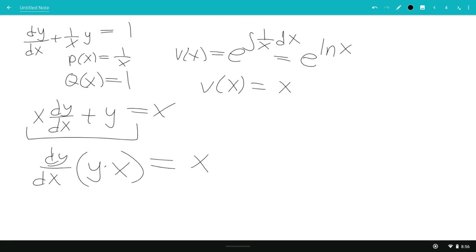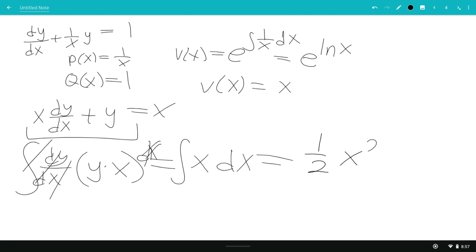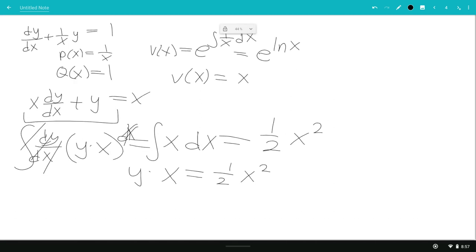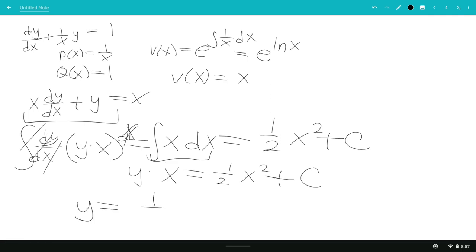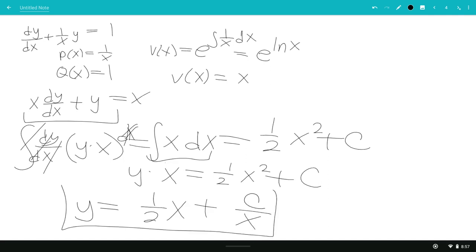Now we're going to integrate both sides. The integral of the derivative will just cancel, and the integral of x dx will be 1/2 x squared. So y times x is 1/2 x squared, and when we integrate, we get a constant, so we have 1/2 x squared plus c. When we divide by x, we get y equals 1/2 x plus c over x. So that's the answer to that question. This is the end of the video.